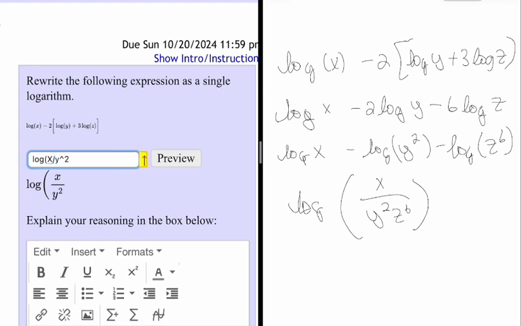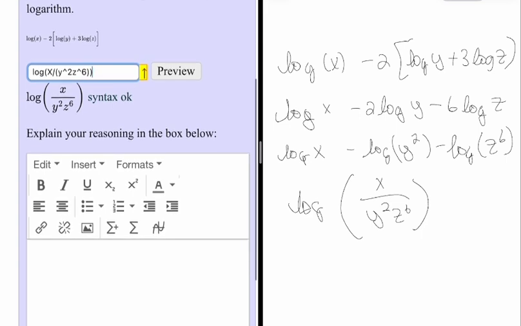Okay, wait. Let's put the y squared and the z to the 6th in parentheses, so it knows each piece goes on the bottom. Yeah, I think it looks the way I want it to. See how I put that whole fraction in parentheses? And then what's your reasoning? Just kind of go through the steps that are on that page.